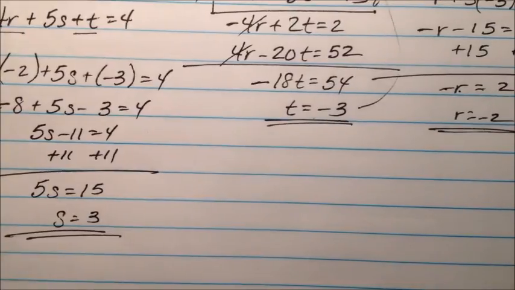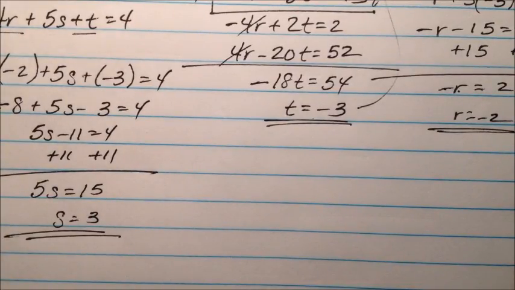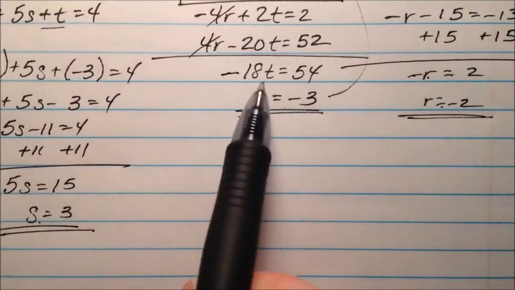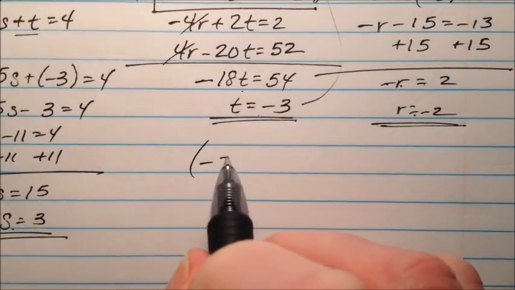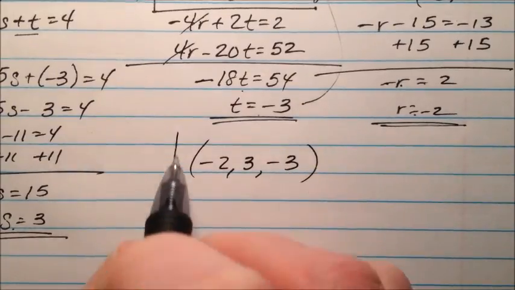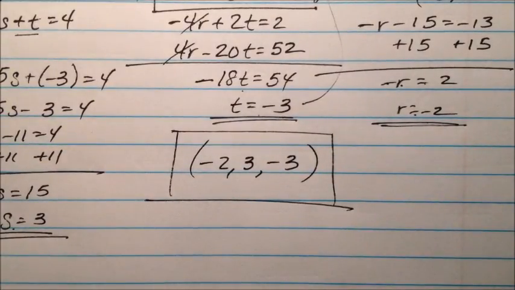So, since there are 3 variables, we'll write this as an ordered triplet, and we'll put them in alphabetical order. So, R, S, T. R was negative 2, S was 3, T was negative 3, and the solution to number 44 is negative 2, 3, negative 3.